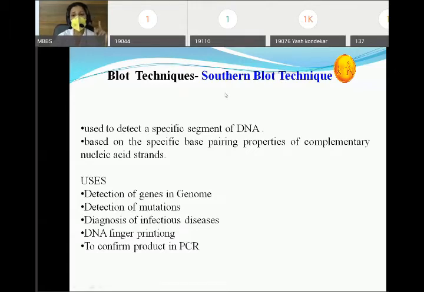The first blotting technique is the Southern blot technique. It is used to detect a specific segment of DNA based on the specific base pairing properties of complementary nucleic acid strands. This Southern blot technique is used in the detection of genes in the genome. It is used for the detection of mutations; you must know what mutations are. Then again, it is used for the diagnosis of various infectious diseases, DNA fingerprinting, and to confirm the product of PCR. We have the amplified DNA from PCR, and these DNAs are studied and confirmed with the Southern blot technique.